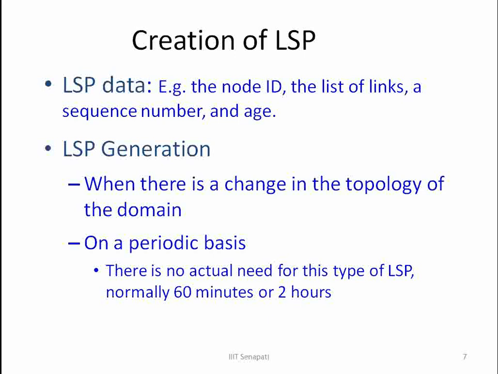How will these LSPs be generated? These LSPs can be generated on two occasions. One occasion is when there is a change in the topology of the domain. So when there are some changes, it will trigger the LSP dissemination. With this, what will happen?